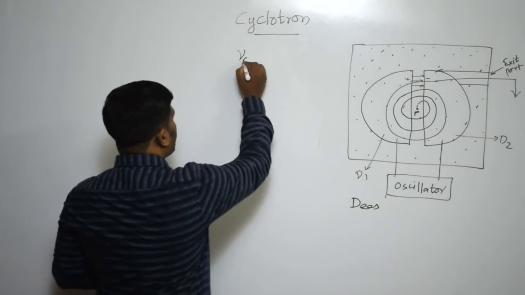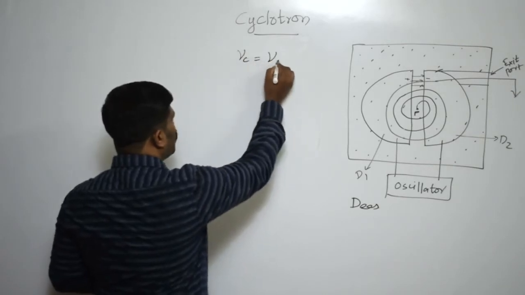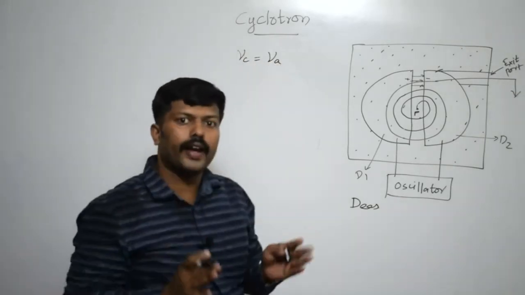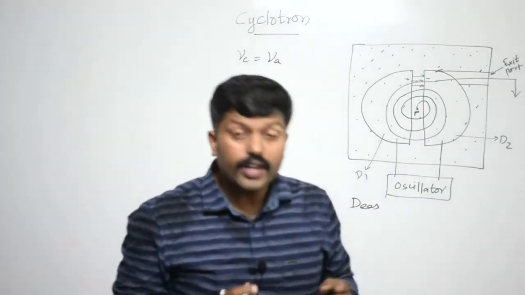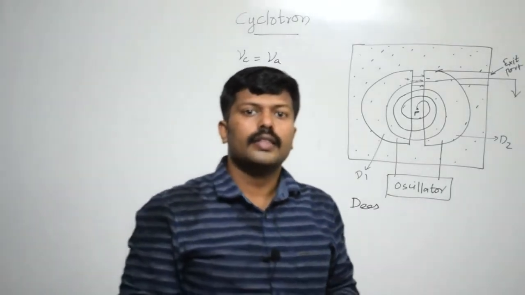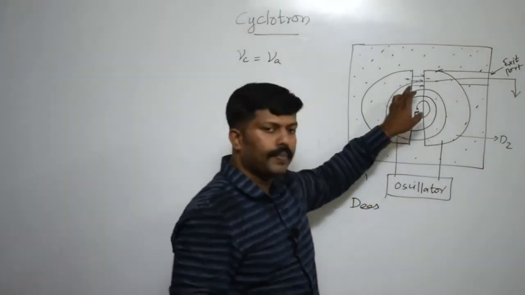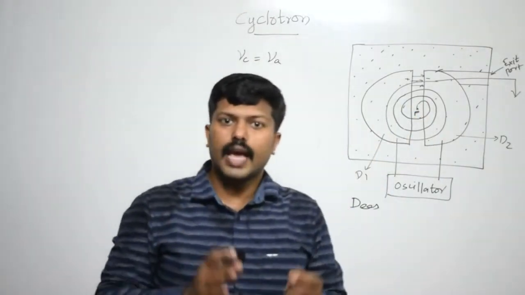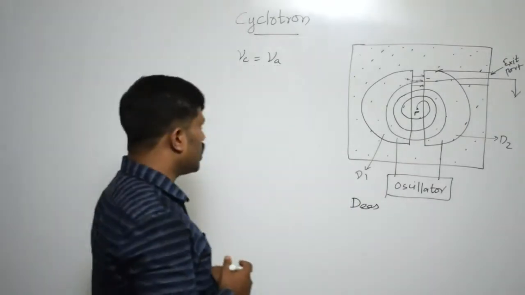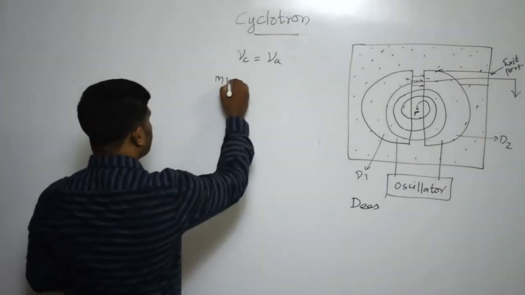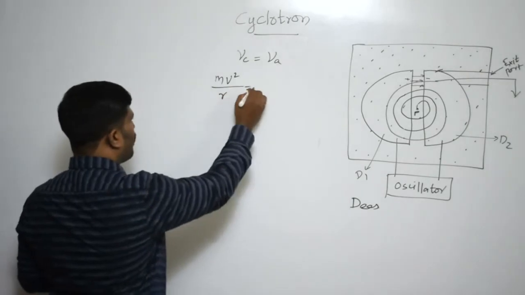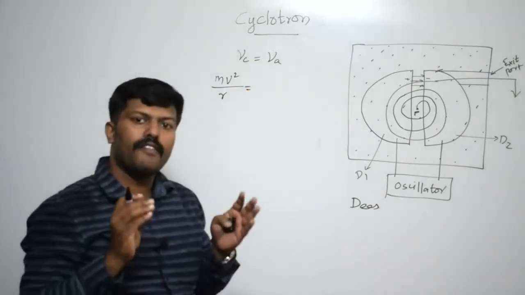And the cyclotron frequency ν_C will be equal to ν_A, that is the applied voltage frequency. Now let us see how to derive the time period of a charged particle to complete one revolution. This can be found very simply using the formula of centripetal force, that is mv² divided by r. The centripetal force is given by mv²/r.